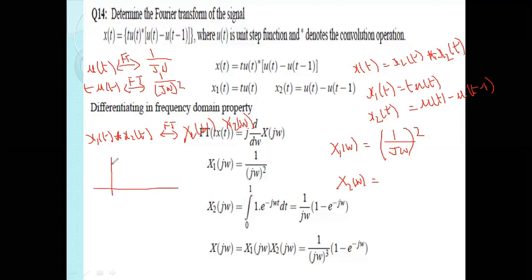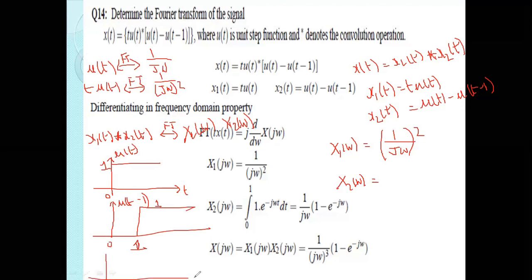So mu of t, you can write this in terms of the graphical representation. Mu of t is equal to 1 from 0 to infinity, as t is the variable. And mu of t minus 1 means shifting one sample towards the right side, is 1 from 1 to infinity. It is a subtraction of the two functions. So you'll get the gated function. The x2 of t varies from 0 to 1 only. 0 to 1, the value is 1.